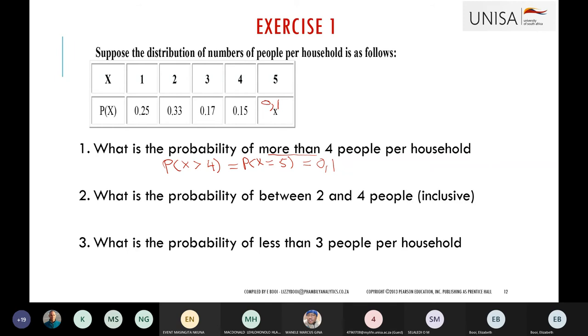What is the probability of between 2 and 4 people inclusive? How do we write it? The probability of X lies, because it's inclusive, so they will be equal. X will be greater than or equal to 2, and it will also be less than or equal to 4.